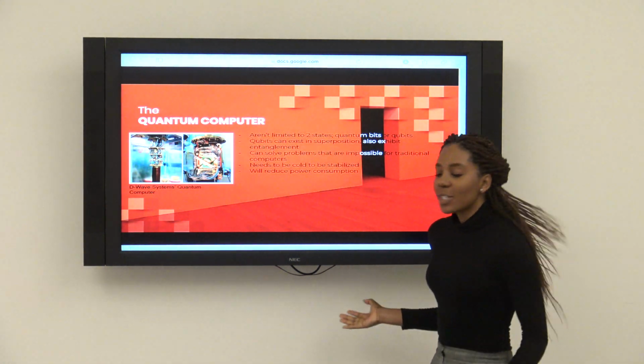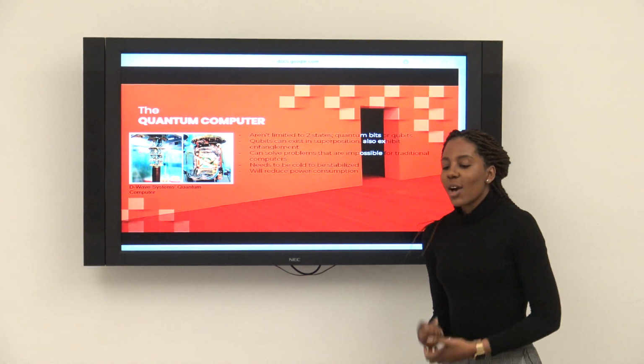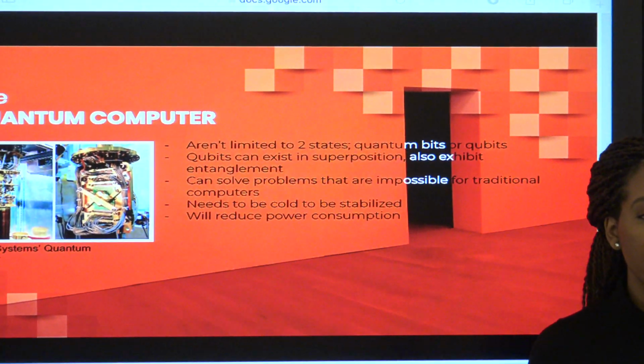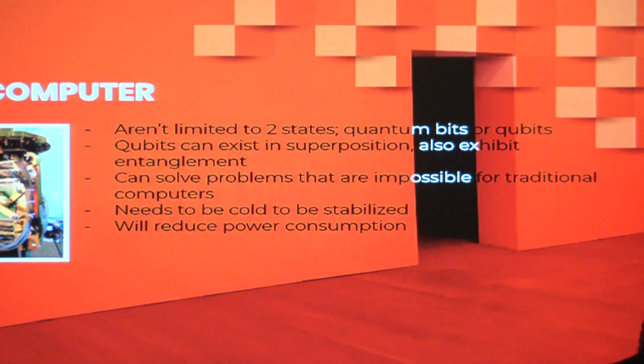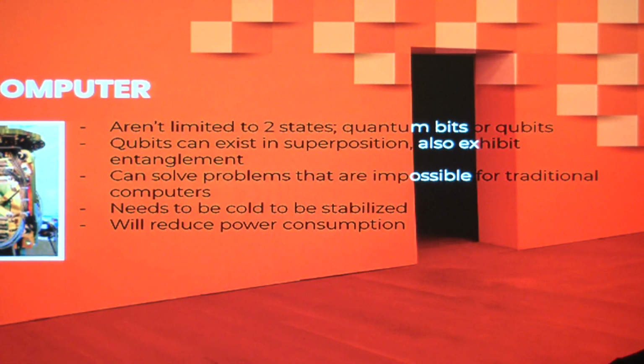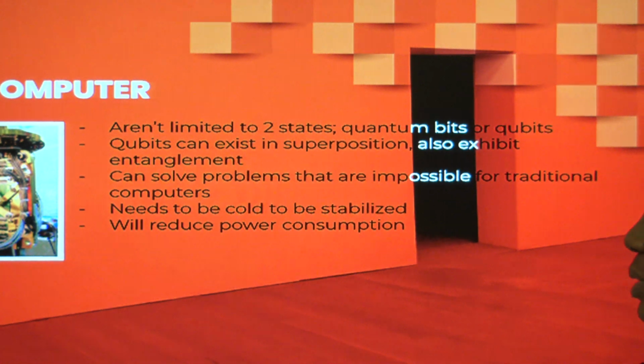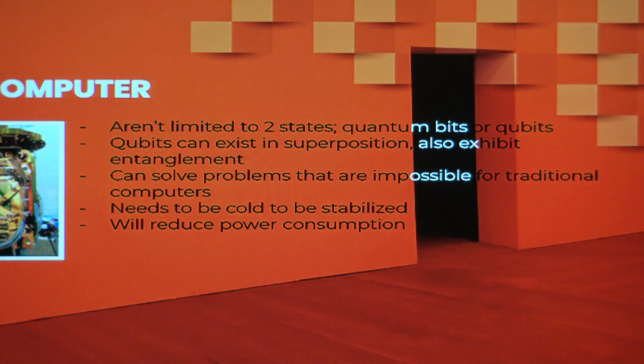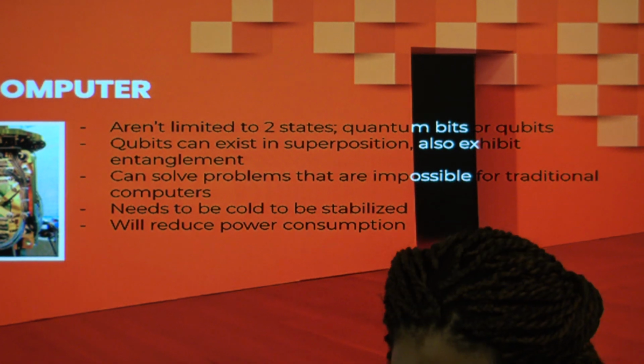Okay, so the star of the show today, the quantum computer. Quantum computers differ from classical computers because they're not limited to 2 states. With a classical computer, like we mentioned before, they use binary digits, so it can either be a 0 or 1. But with quantum computers, we still have binary digits, but they can coexist at the same time. So it can be a 0 and a 1 at the same time. I know it doesn't make sense, but we'll explain more.